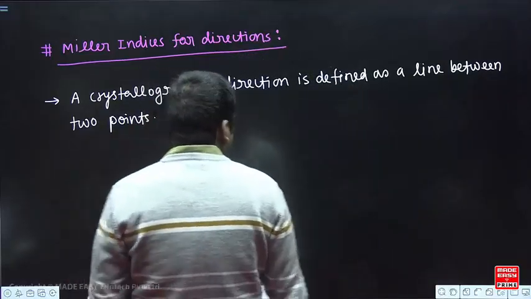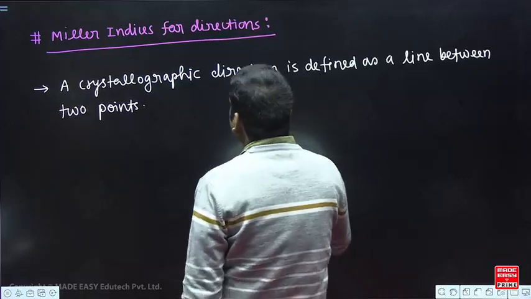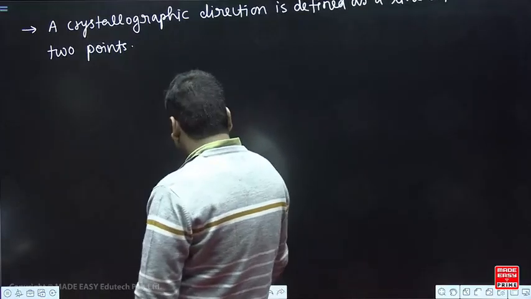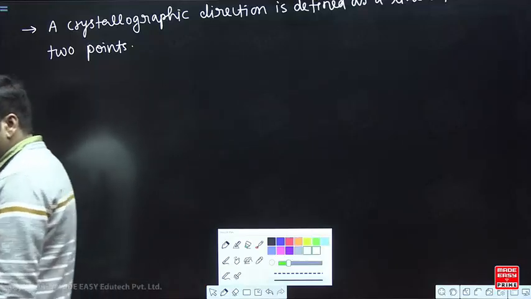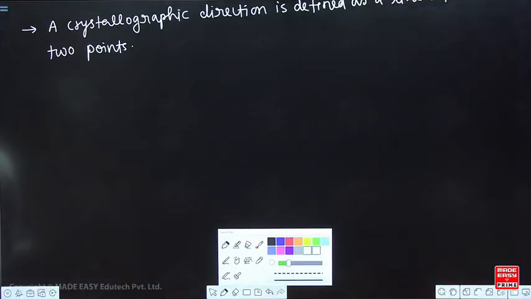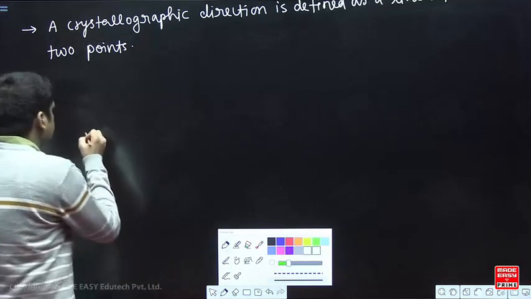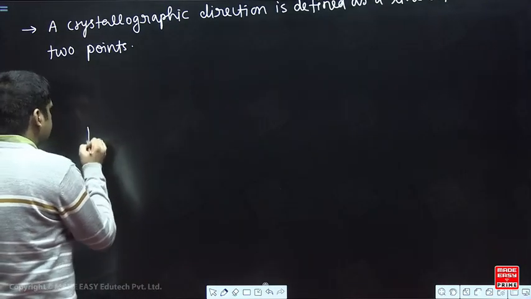So to give name to these directions, we need to follow certain steps. So I am taking an example, and with the help of that example, I will be trying to explain how we can calculate the direction. So let us take an example.